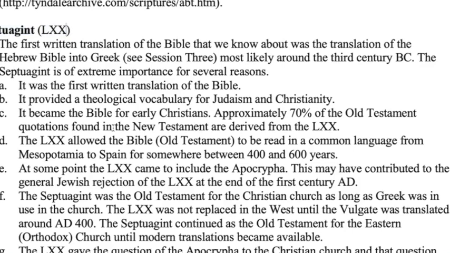So the earliest Christians, like Paul and others who spoke Greek, this was their Bible. The early Christians, as the church spread out into the Greek-speaking world, used the Septuagint as their Bible. So it's very important in the New Testament. A lot of quotations in the New Testament from the Old Testament come from the Septuagint, or maybe a paraphrase. Sometimes they just probably quote it from memory.